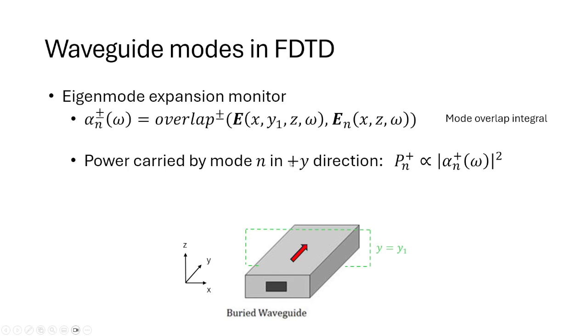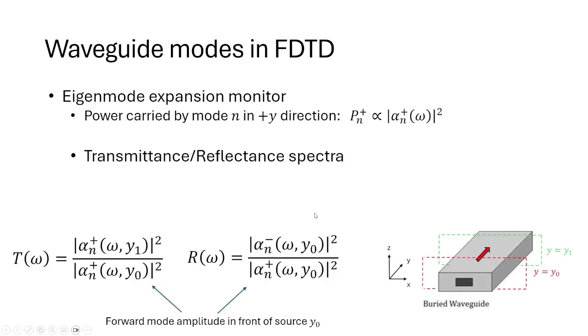So here I'm saying for the positive y direction, the power carried by the nth mode is going to be proportional to the mode amplitude with the plus in the positive direction squared. So that means that for waveguide simulations, we can calculate transmittance and reflectance spectra using these mode amplitudes. So if we place a mode amplitude monitor at some location y1, then we can calculate the transmittance from y0, the source, to y1 using this formula here.